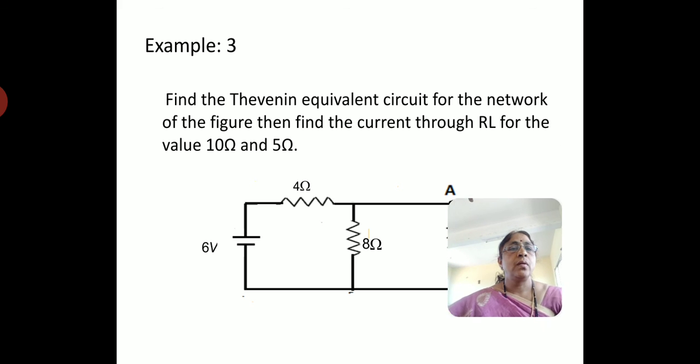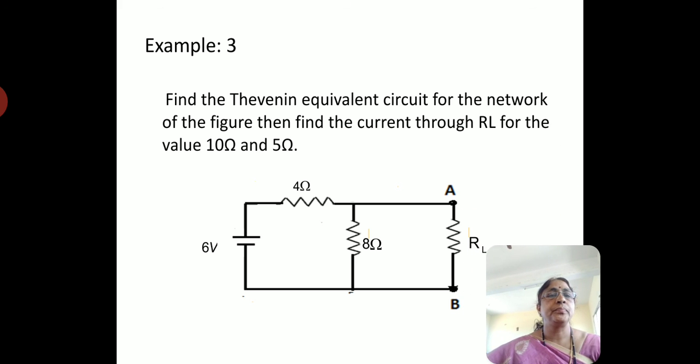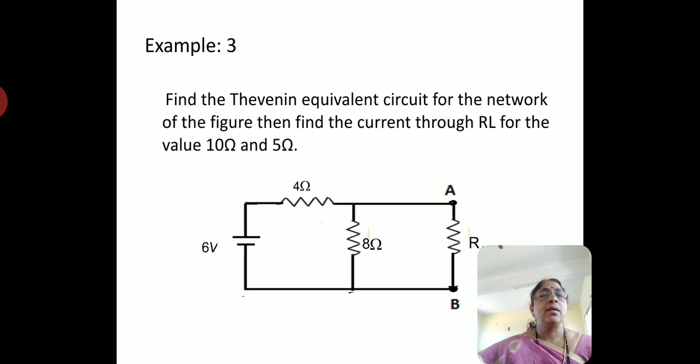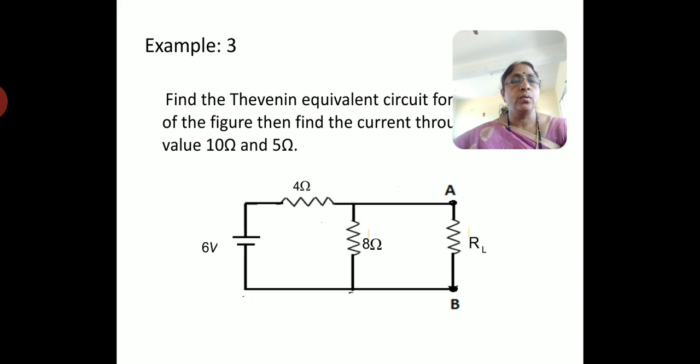And now let us take another example. Find the Thevenin equivalent circuit for the network of the figure, then the current through RL for the values 10 ohm and 5 ohm. First we reduce to the Thevenin equivalent circuit and then find the current flowing through the different RL, one is 10 ohm and another one is 5 ohm. To find the Thevenin equivalent circuit, we need VTH and RTH.